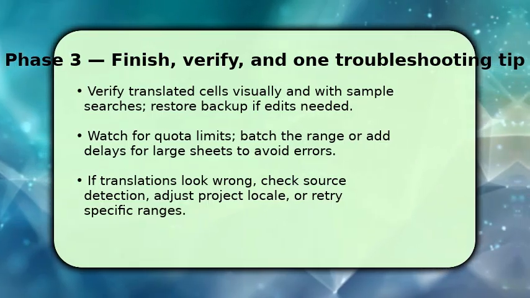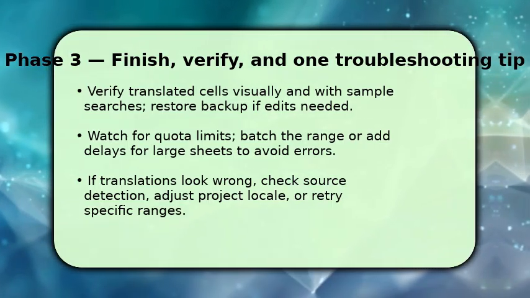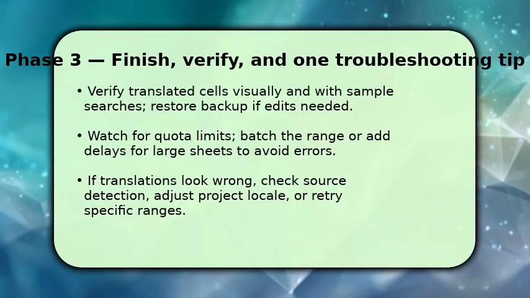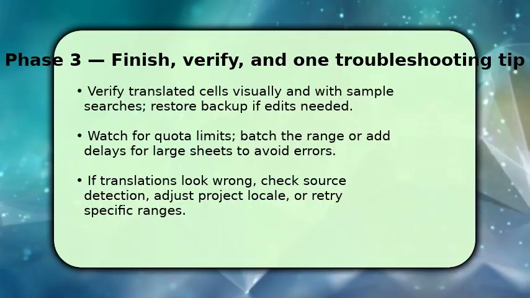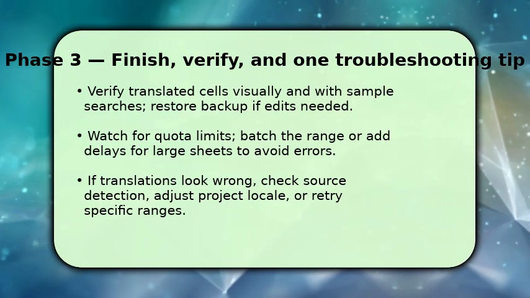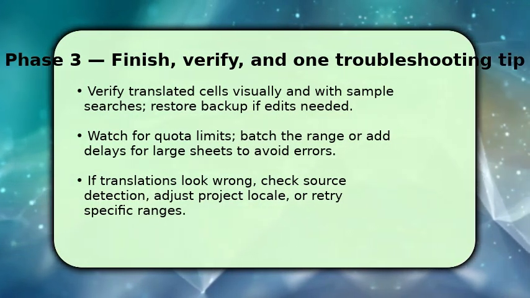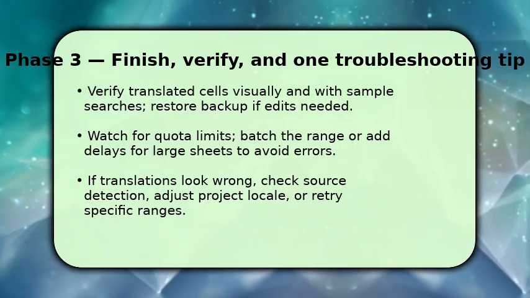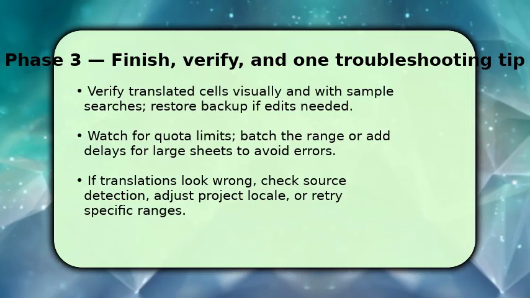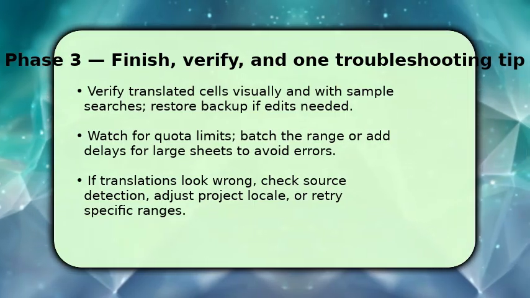If you hit Google Apps Script quotas, break the job into smaller ranges or add Utilities.sleep pauses. This prevents failures on large sheets. If translations seem incorrect, explicitly set the source language instead of auto. Check for cells treated as formulas, and rerun just those ranges. This approach ensures a complete, repeatable translation pipeline.